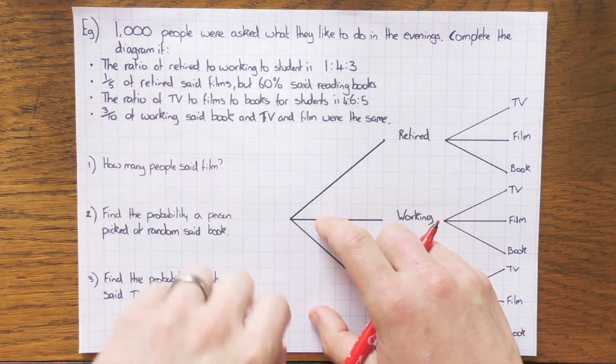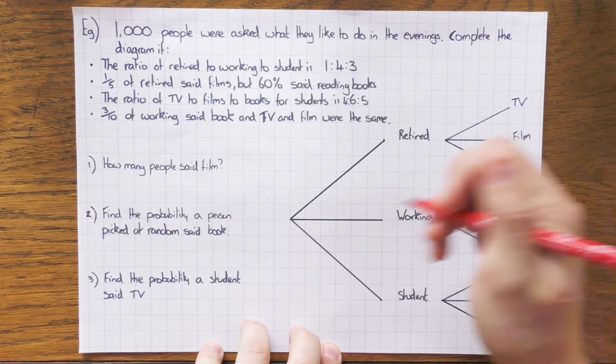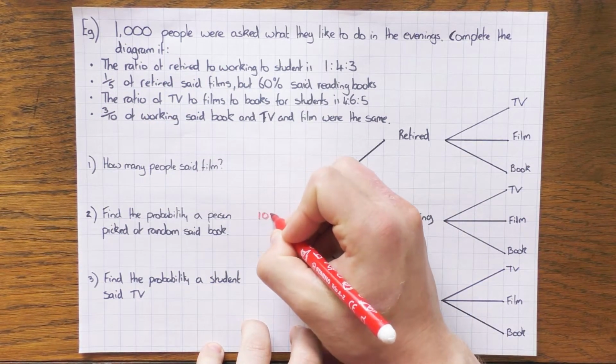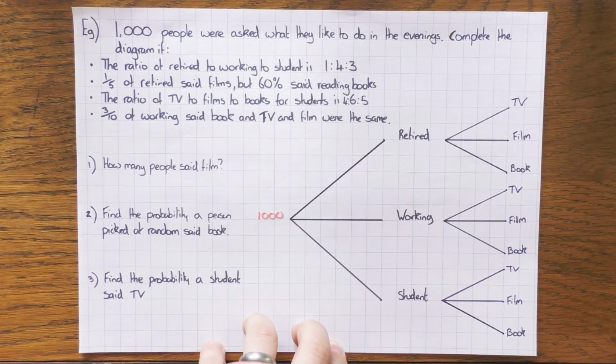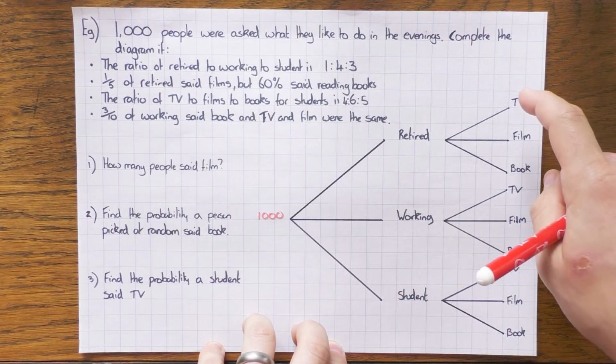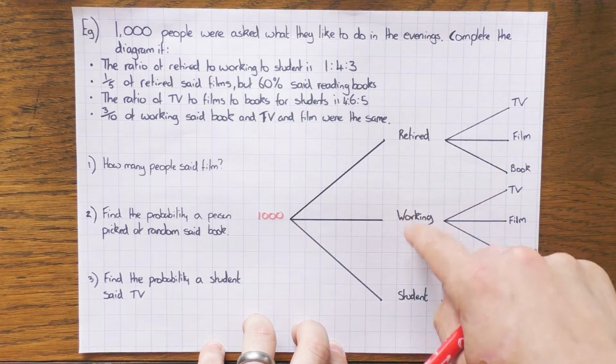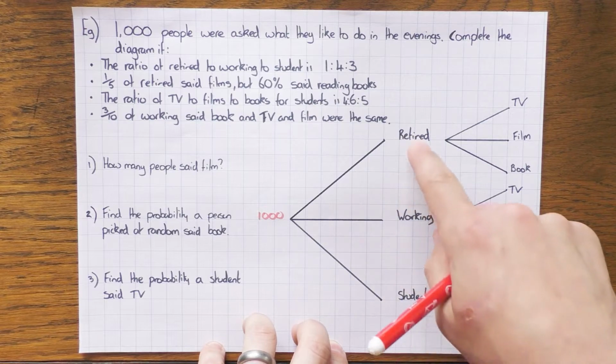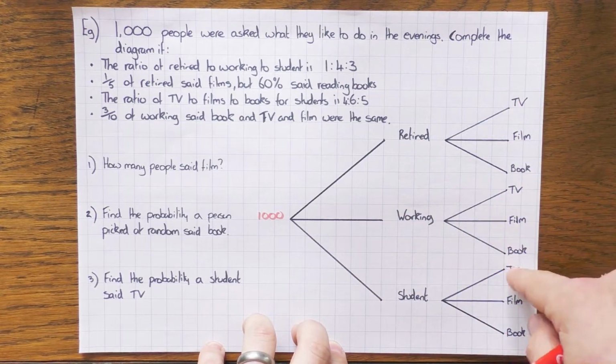1,000 people were asked what they like to do in the evenings. So we've got 1,000 people. Nice easy start. And we've got retired, we've got working, we've got student, and we've got TV, film and books. So obviously they've broken up the 1,000 people into these 3 categories and what they enjoy here.